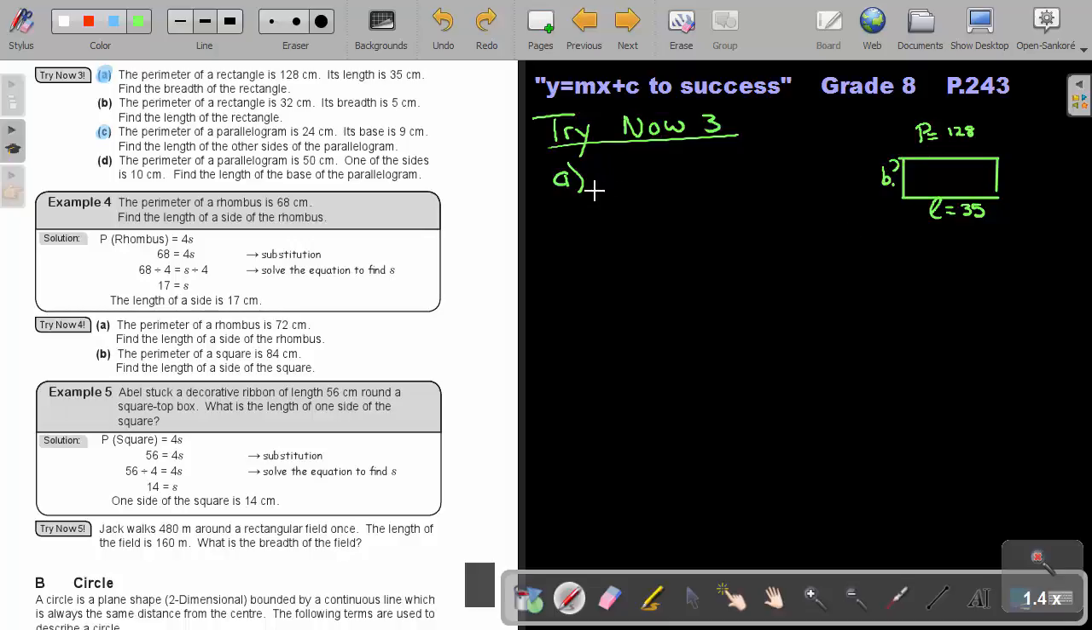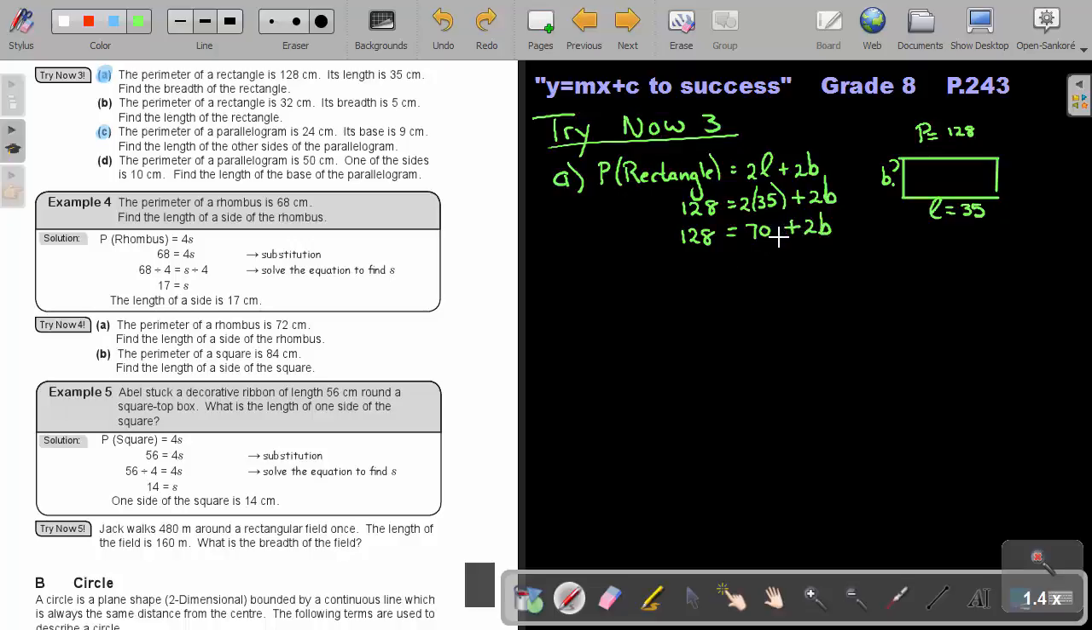Basically, just start with the formula. The perimeter of a rectangle will be 2 length plus 2 breadth. First write down the formula. Now I'm going to substitute. I have the perimeter, so substitute it in the place of the perimeter. And I have the length, substitute it. And I'm looking for the breadth. Now it's just an equation, so let's simplify this. This is going to be 70.